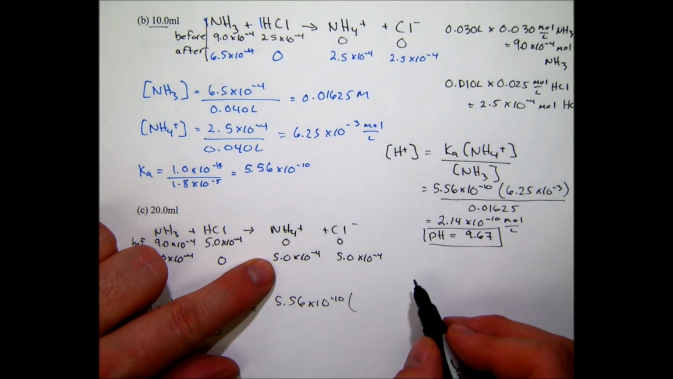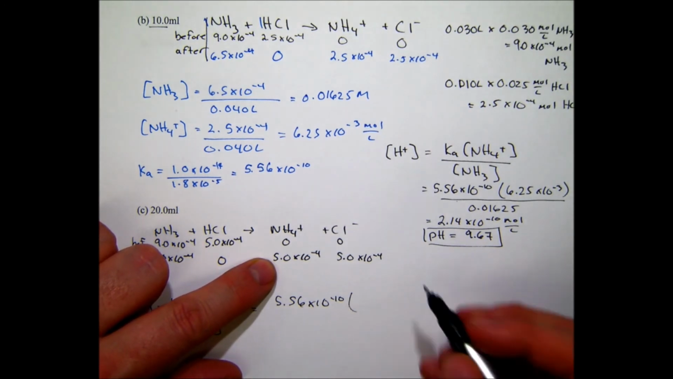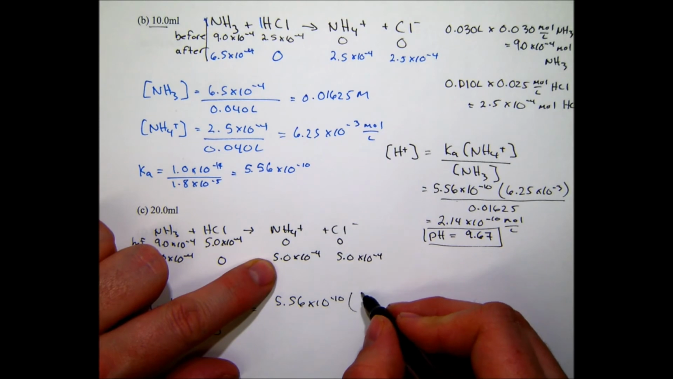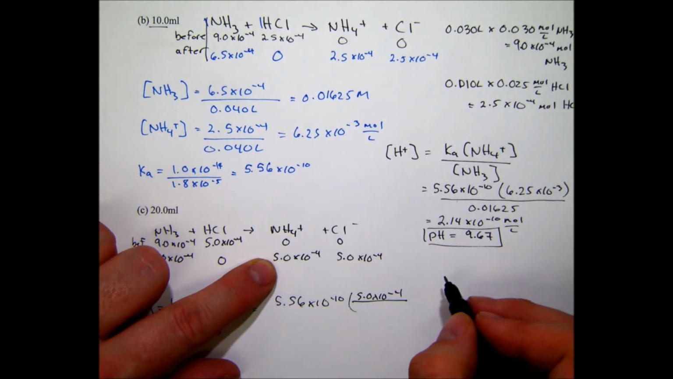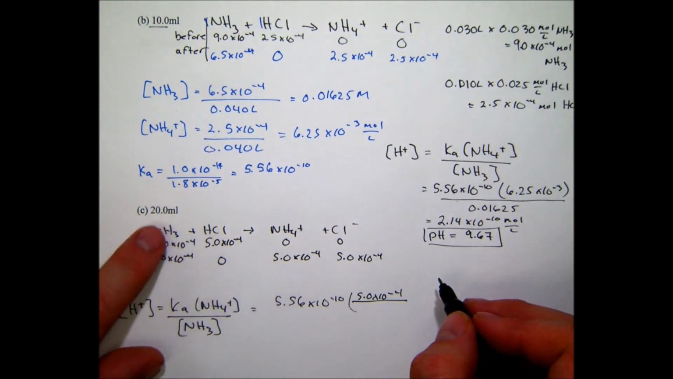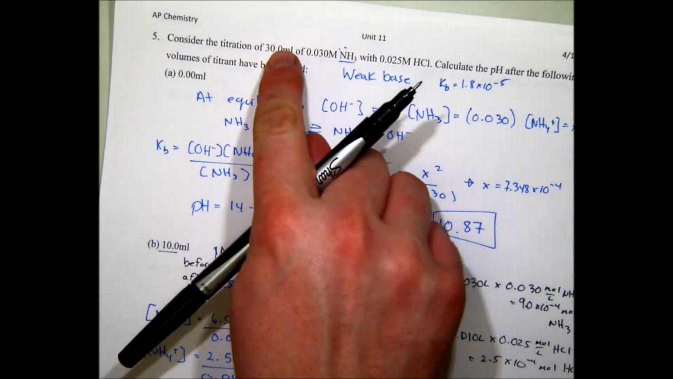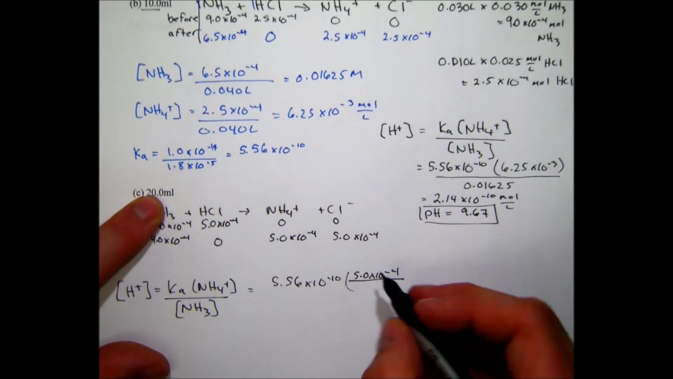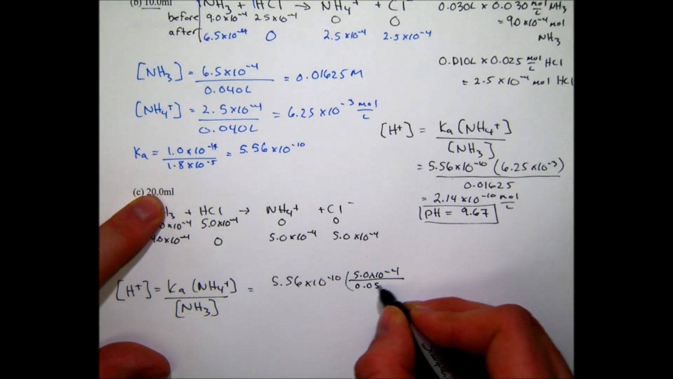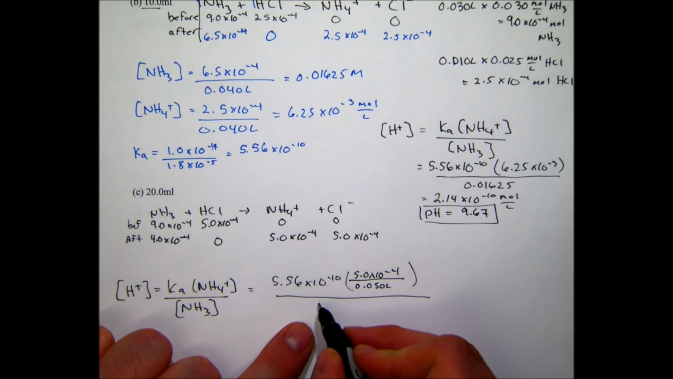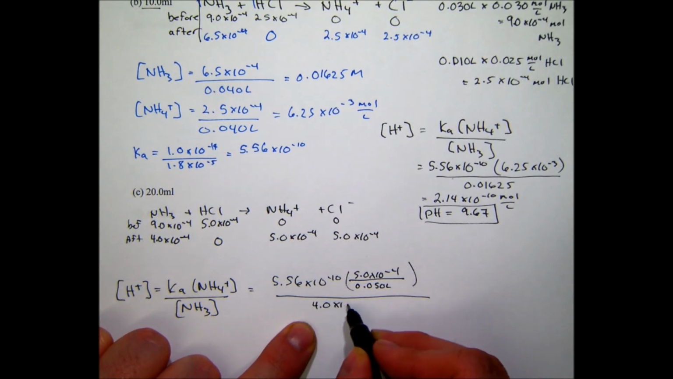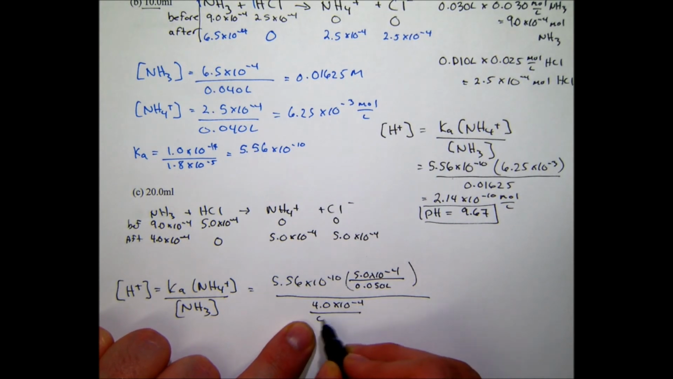The only thing that could be a little hurdle here is just making sure that we're putting it into concentrations. So 5.0 times 10 to the negative 4 divided by the volume. With 20 mils, it's 20 plus the 30, so we're going to put it in as 50 mils. The amount of ammonia is 4.0 times 10 to the negative 4 divided by the volume.